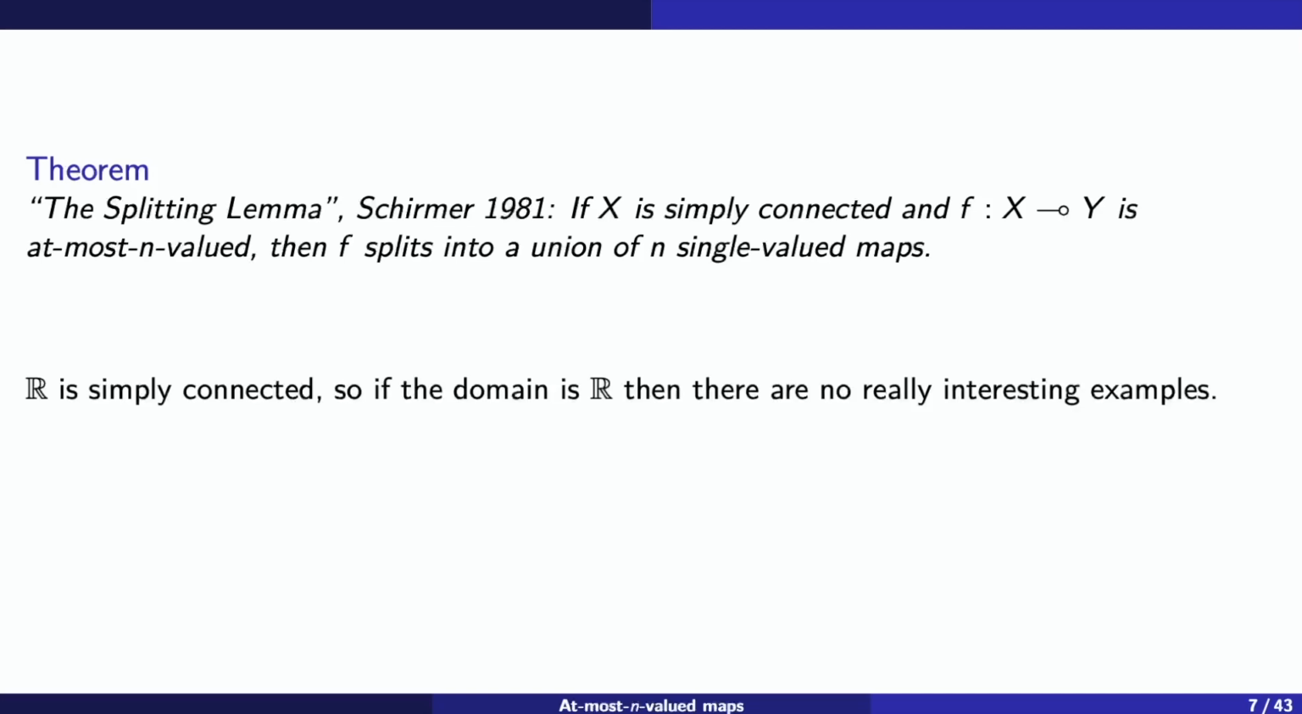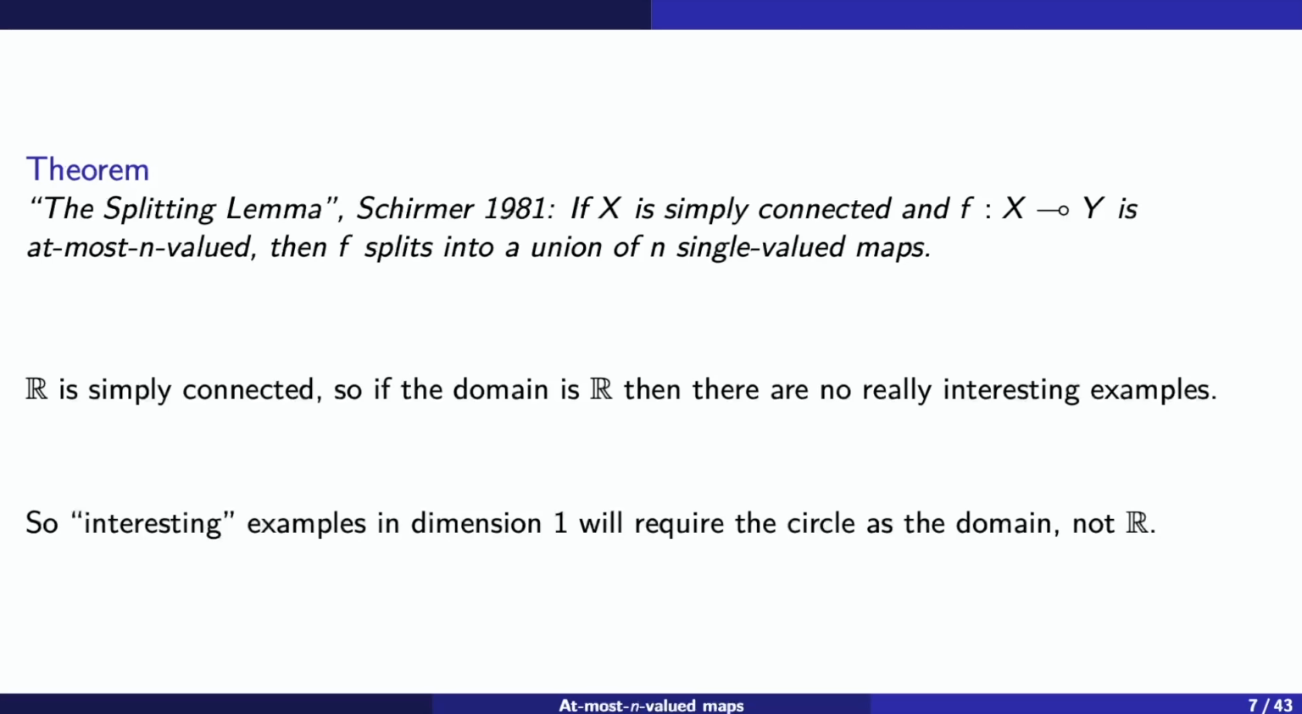And so if the domain is R, what the splitting lemma means is every n-valued function splits into n different single-valued functions. And from my point of view, that means it's not very interesting. I'm interested in talking about the interesting case where it really is a multi-valued function. You can't break it apart into individual single-valued functions. All right, so all the interesting examples, at least in dimension 1, are going to require the circle as the domain. And that's why all the examples I'm talking about basically the whole time have the circle as the domain. The whole situation is not very interesting if you use the real numbers as the domain.